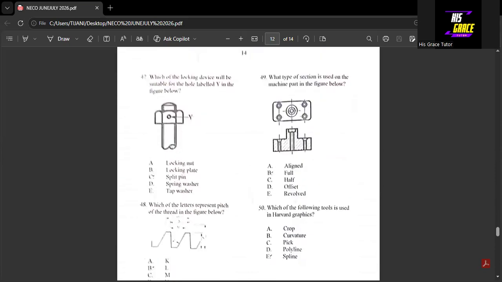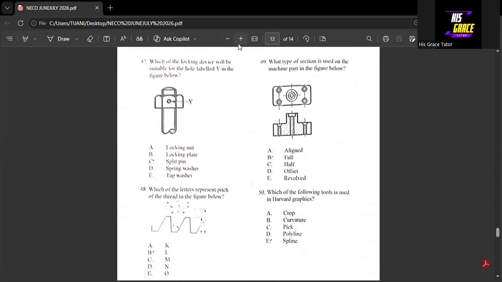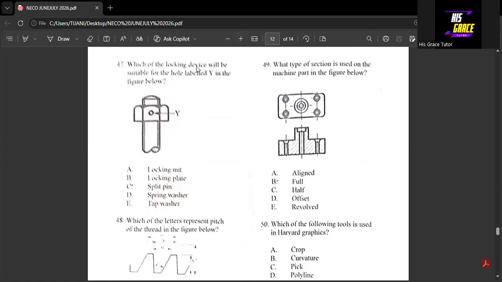Then question 47 says, which of the following locking devices will be suitable for the hole labeled Y in the figure below? So we use a split pin. So that is option C is the answer. When we put a split pin here, it prevents the nut from coming out of the bolt. So the split pin is the one that we are to put inside this hole. So option C is the answer to question 47.